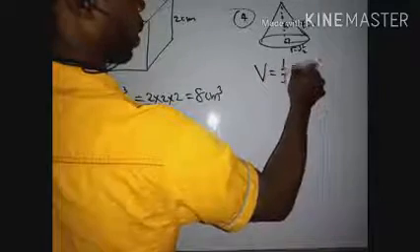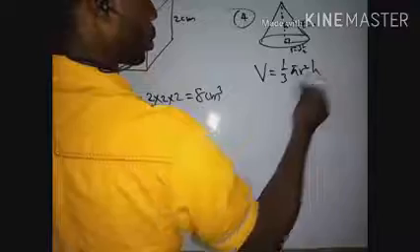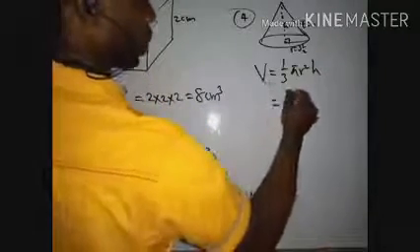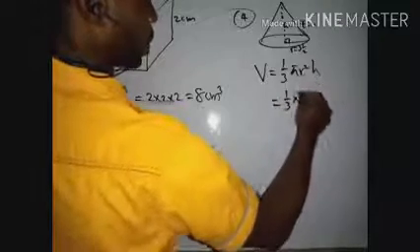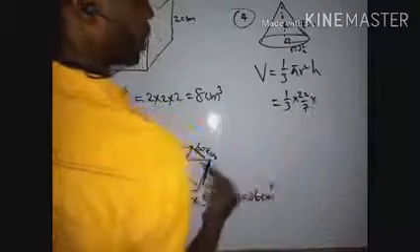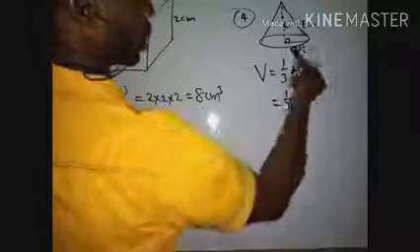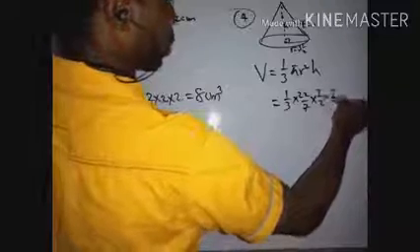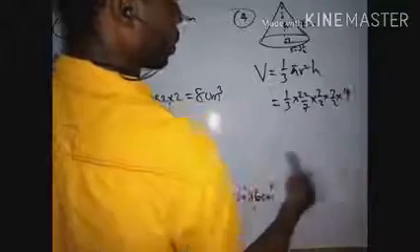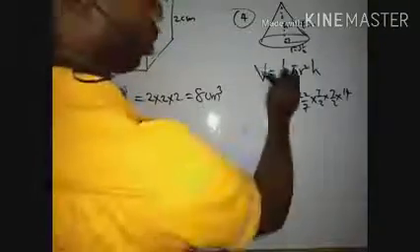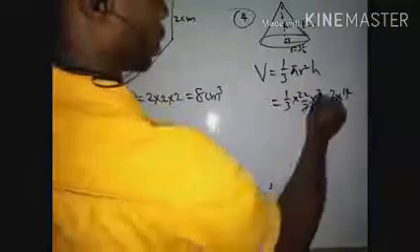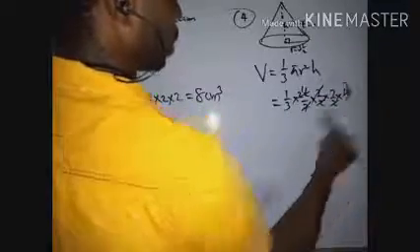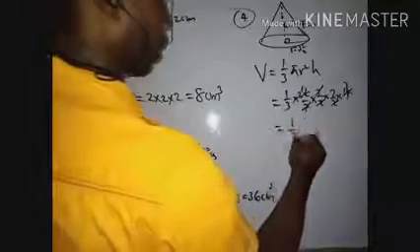Volume is 1/3 pi r square h. Okay, so what would this be? 1/3 times 22/7 times the radius there, you see the radius is 7/2 times 7/2 times 14 times 14. Just substitute. That's what you need. This cancels this. This cancels this. You get 11. This cancels this. You get 7.